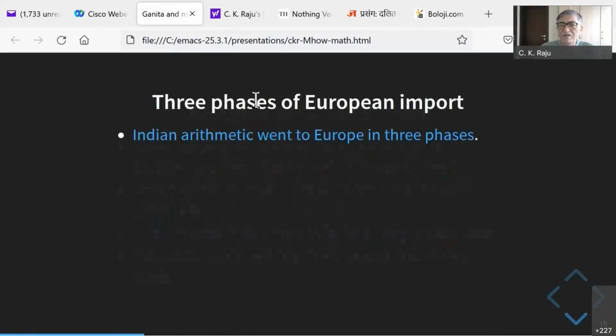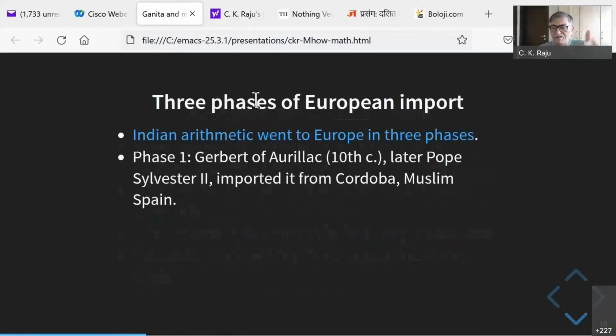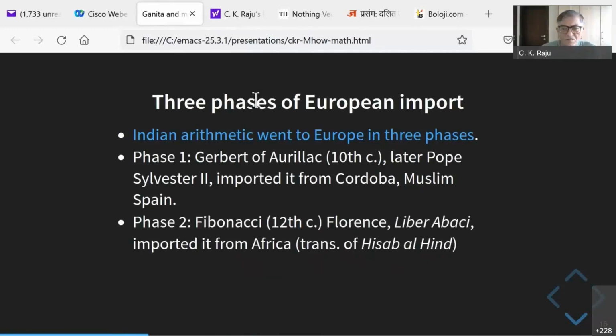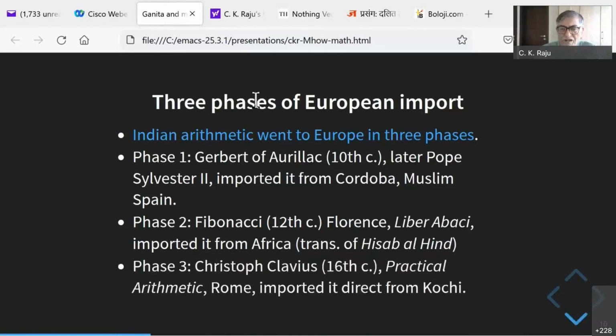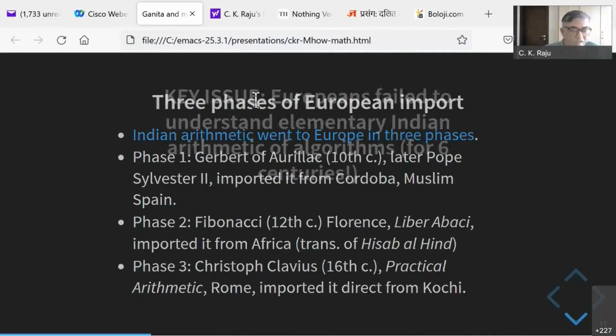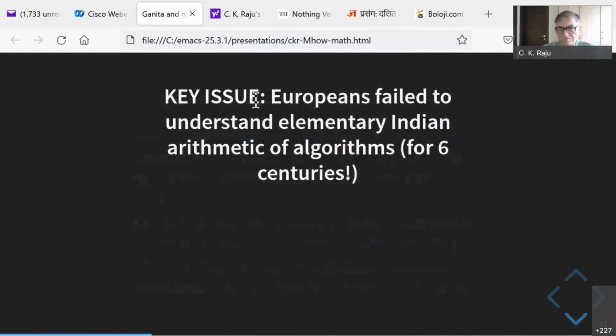There is a big article on it again, I don't want to quote it, I just want to give you an idea. First was Gerbert of Aurillac in the 10th century, who later became Pope Sylvester, who imported it from Cordoba. Then it was Fibonacci, in the 12th century, who imported it from Africa and wrote Liber Abaci. And the third phase was Christoph Clavius, 16th century, who wrote Practical Arithmetic, imported directly from Kochi.